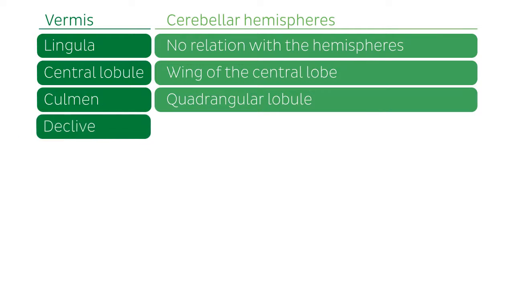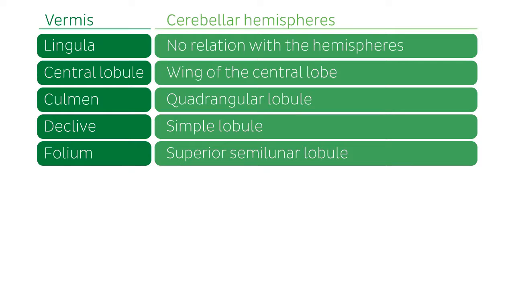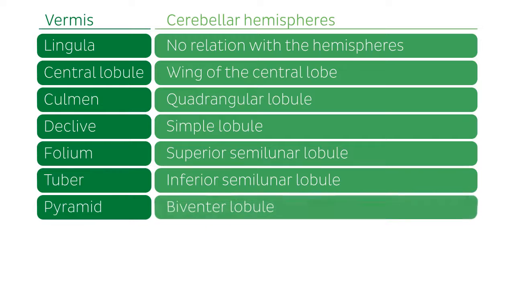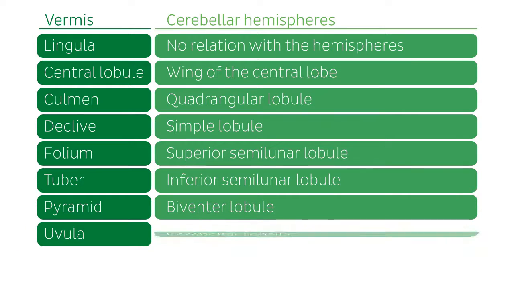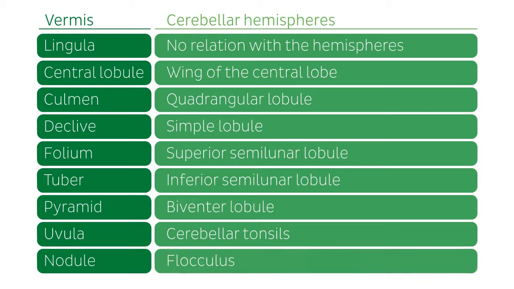The declive, which is related to the simple lobule. The folium, which is related to the superior semilunar lobule. The tuber, which is related to the inferior semilunar lobule. The pyramid, which is related to the biventral lobule. The uvula, which is related to the cerebellar tonsils. And finally, the nodule, which is related to the flocculus.